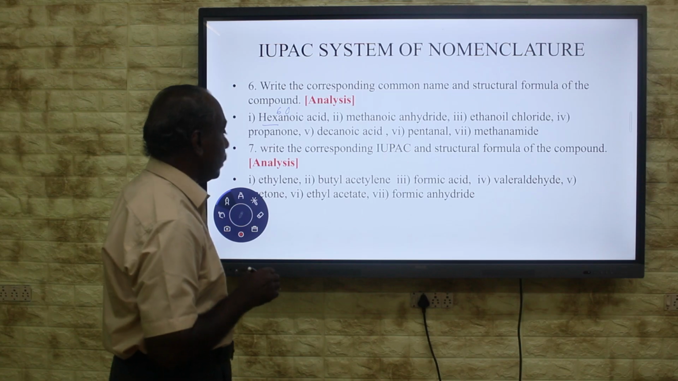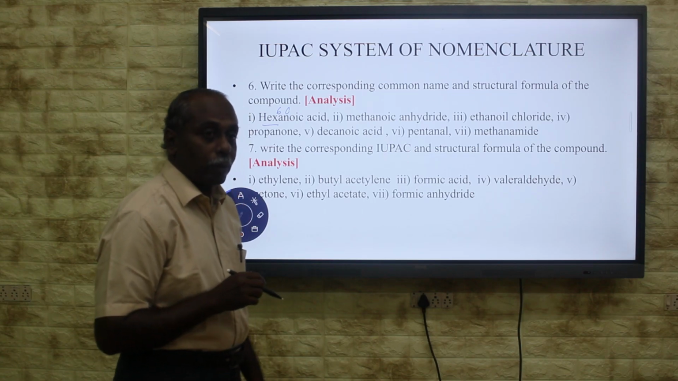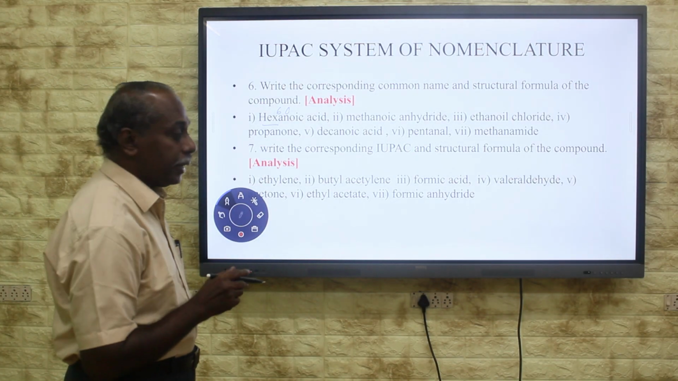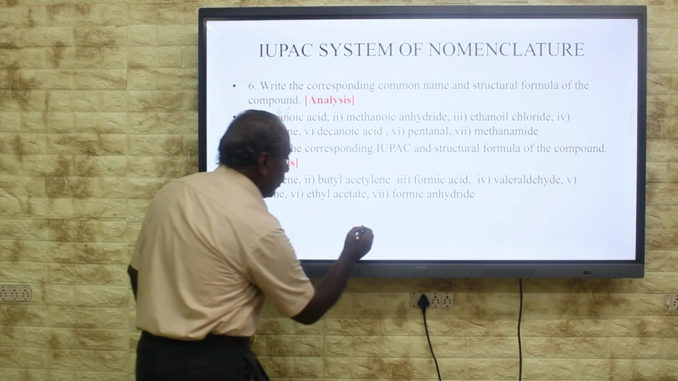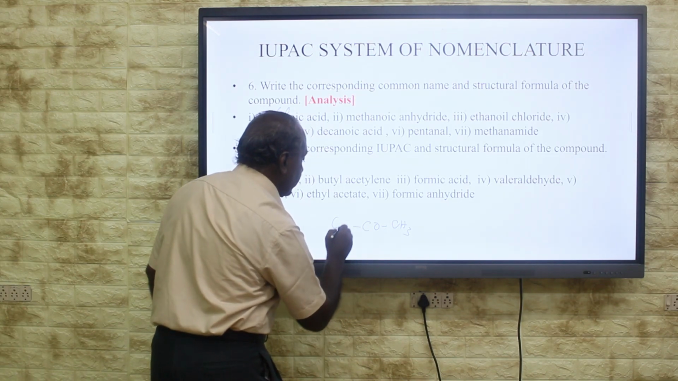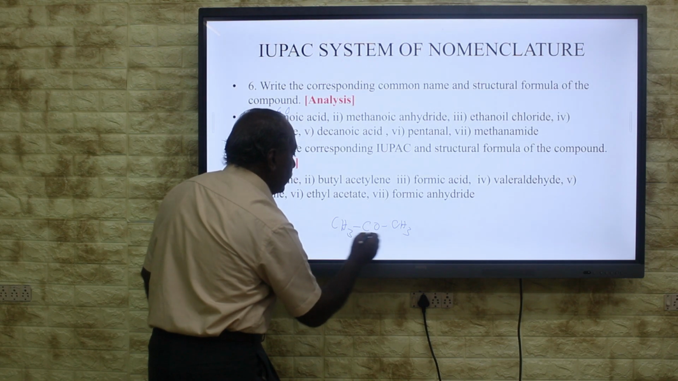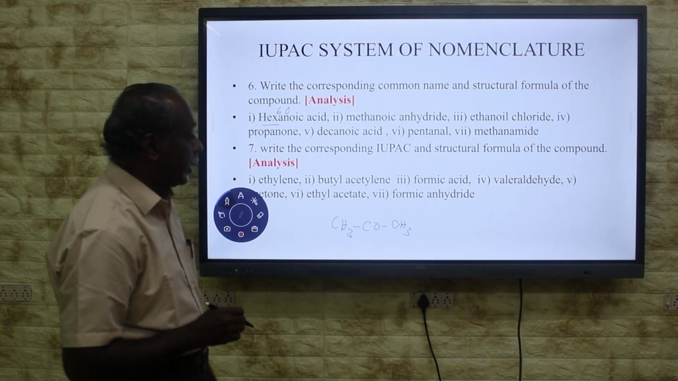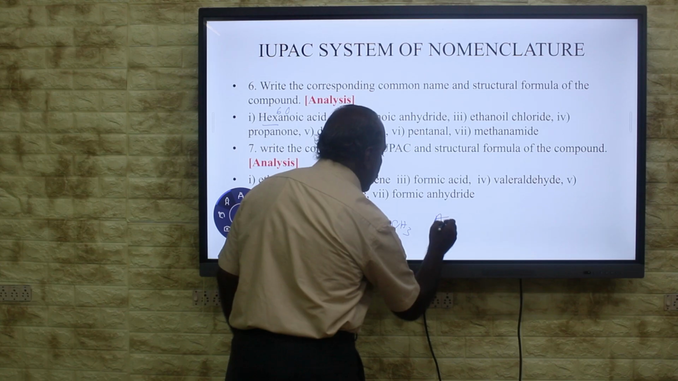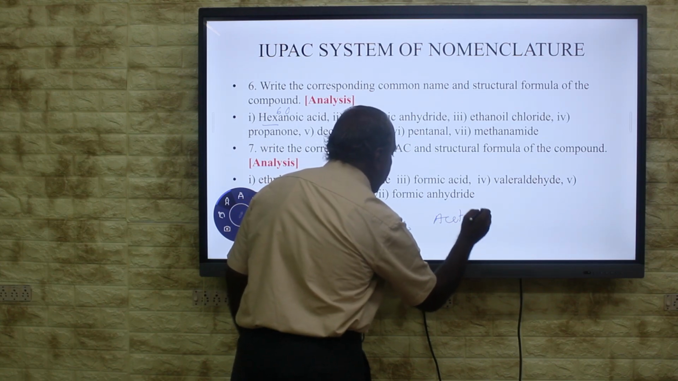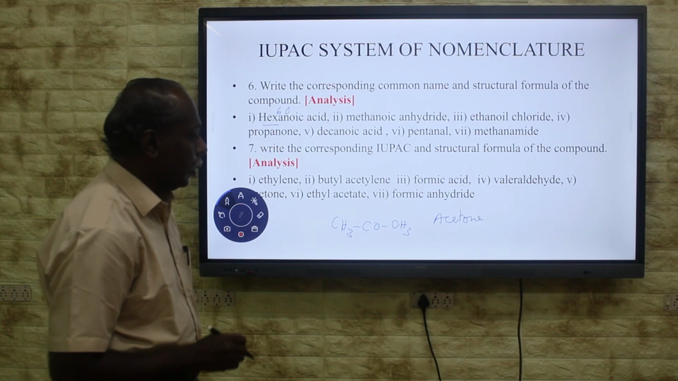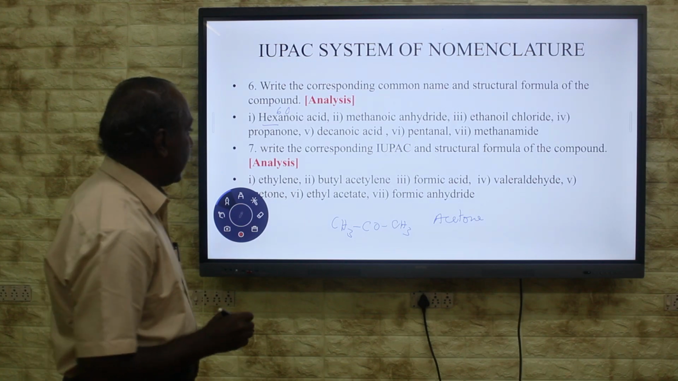Here, propanone is a ketone, a 3 carbon ketone. What is the name of this? You write the structure, then go for the common name. There are 2 alkyl groups on either side, so it is dimethyl ketone, or acetone. Here, 2 methods are adopted in the trivial system: acetone, or dimethyl ketone.